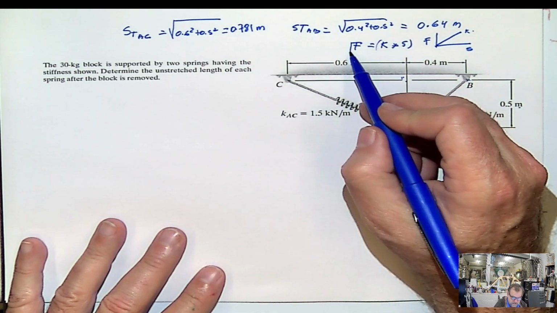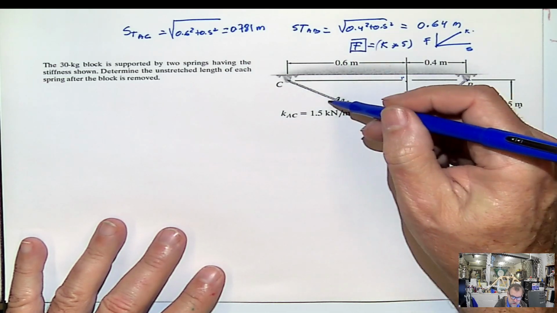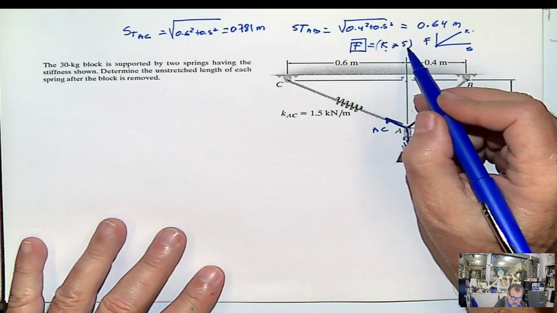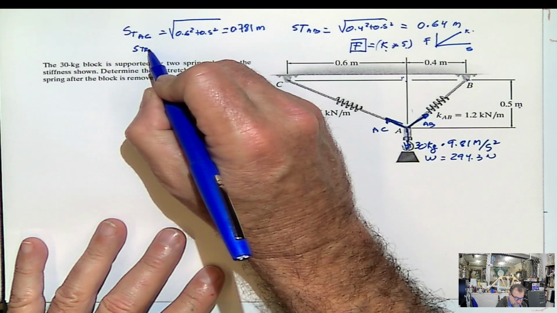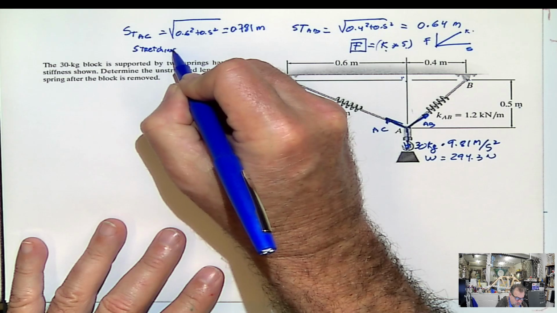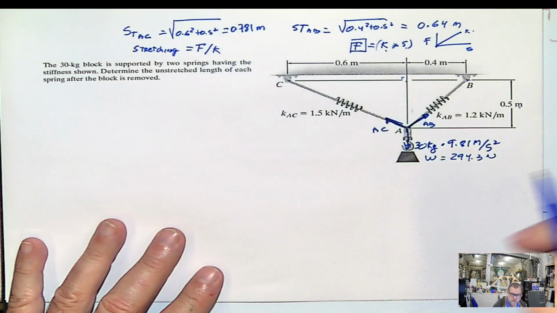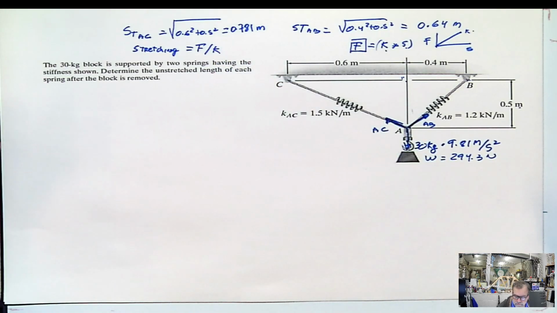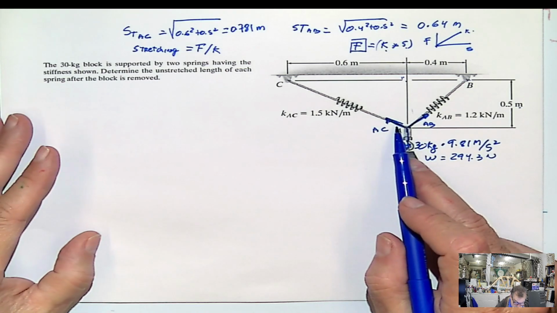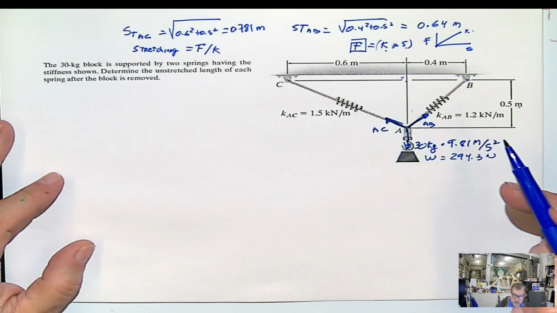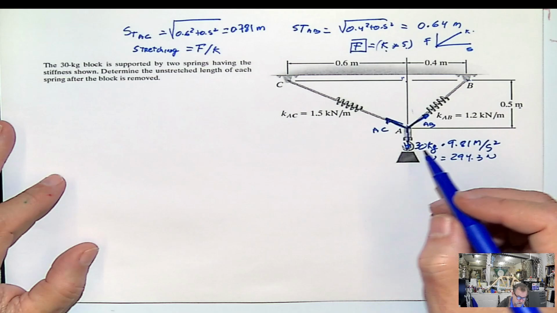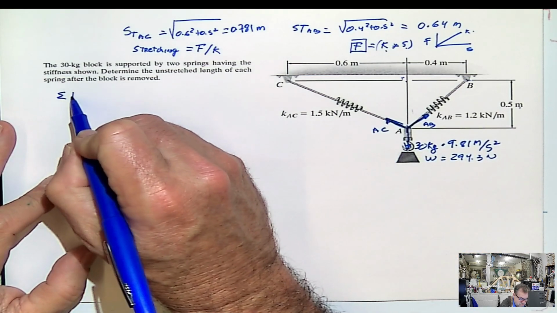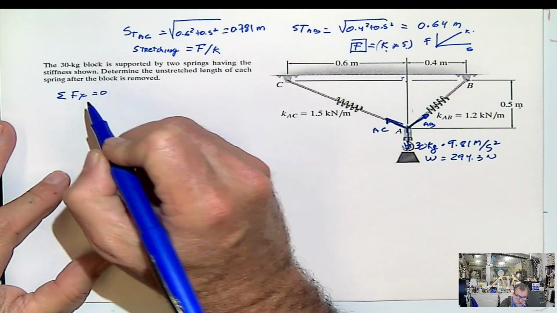In other words, if I know the force acting on the spring and I know the constant of the spring, I can calculate the stretching of the spring. The stretching will be the force divided by the constant of the spring. So we need to find AC and AB. How? Particle equilibrium: summation of forces in X, summation of forces in Y. Two unknowns, two equations. Summation of forces in X equals 0.